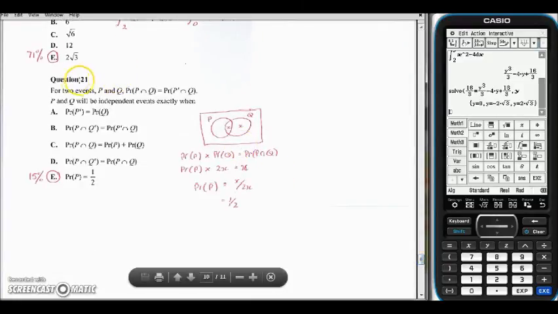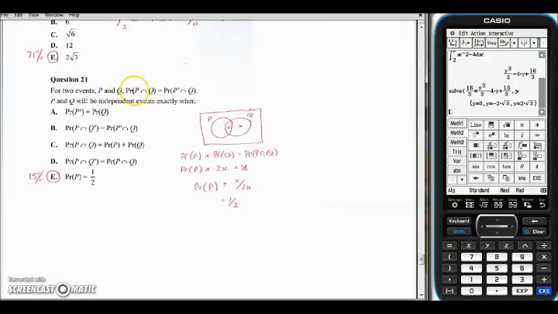Alright, interesting one here. We've got two events P and Q, and we're told that the intersection between P and Q is the same as the intersection between not P and Q. So P and Q will be independent exactly when. I've drawn up a Venn diagram. Here are my two events P and Q, and what we've been told is that this region here is the same as this region here. So I've called them both x.